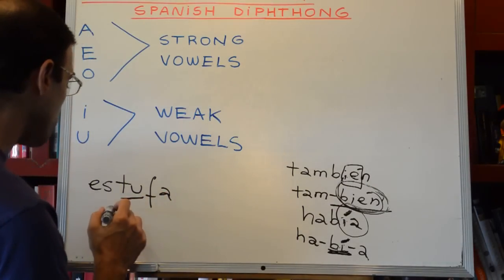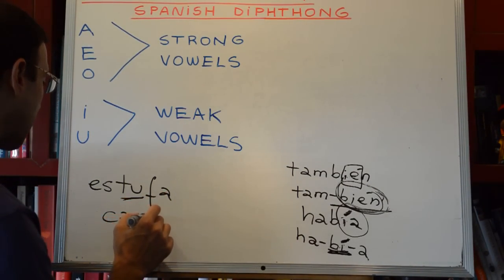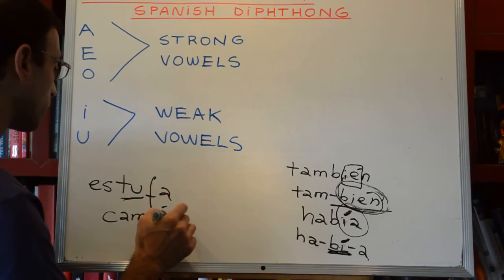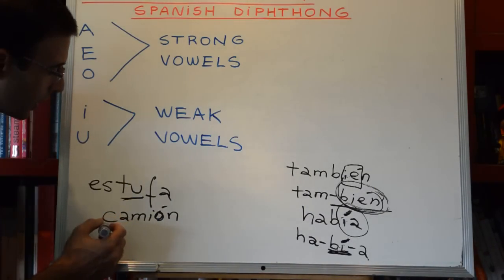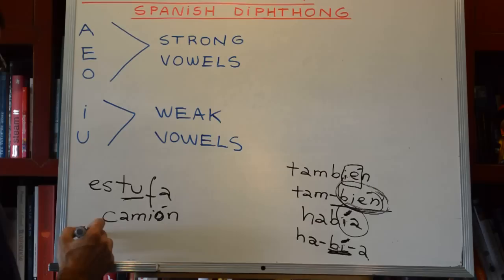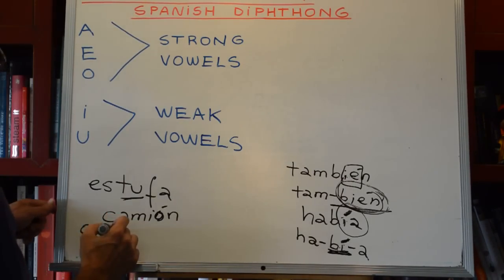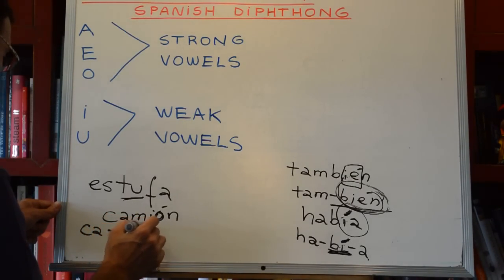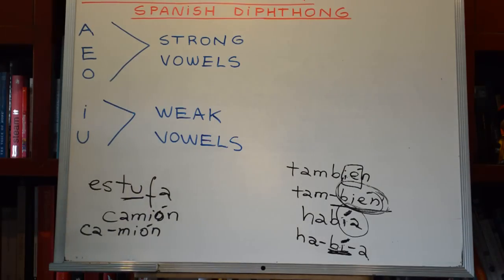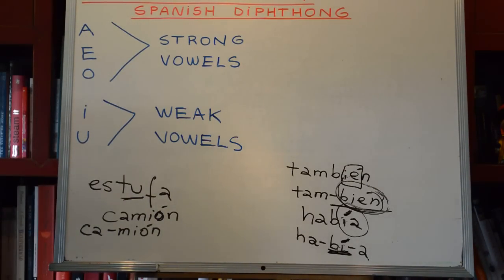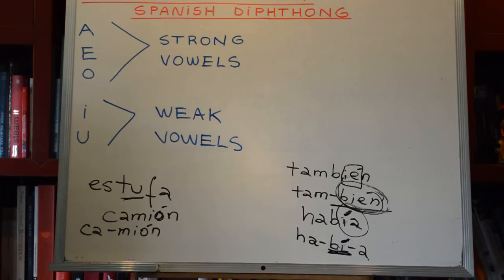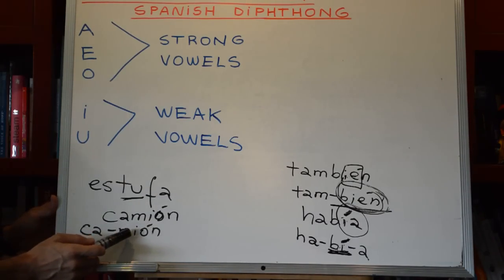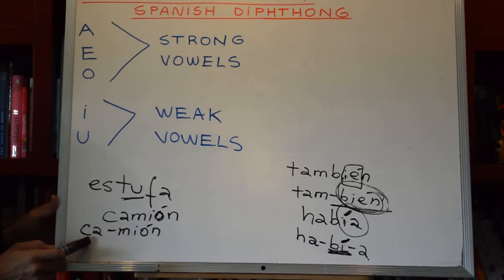The word camión. The word camión means truck, a truck. Camión. Here, we separate this in syllables like this. Camión. So, how do I know that these two vowels go together in the same syllable? Right? Why not ca-mi-on? Why is it ca-mion?